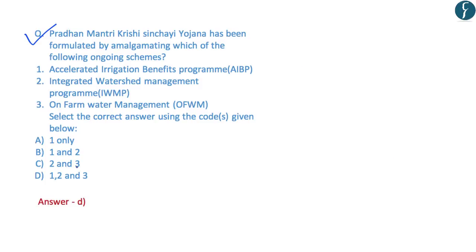So the correct answer in this case is D, that is, the Pradhan Mantri Krishi Sinchai Yojana has been formulated by amalgamating all these programs like the Accelerated Irrigation Benefits Program, the Integrated Watershed Management Program, and On-Farm Water Management Program. So you should similarly learn about all these schemes which have been mentioned in this article. And with this, let us move on to the next article.